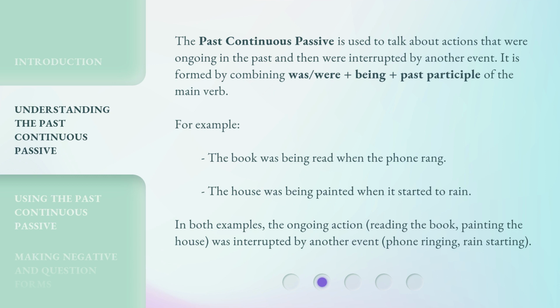The past continuous passive is used to talk about actions that were ongoing in the past and then were interrupted by another event. It is formed by combining was, were plus being plus past participle of the main verb. For example, the book was being read when the phone rang. The house was being painted when it started to rain.